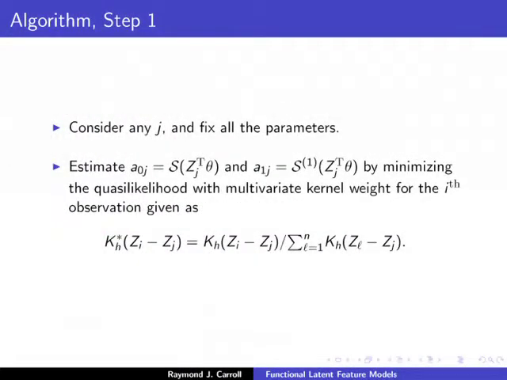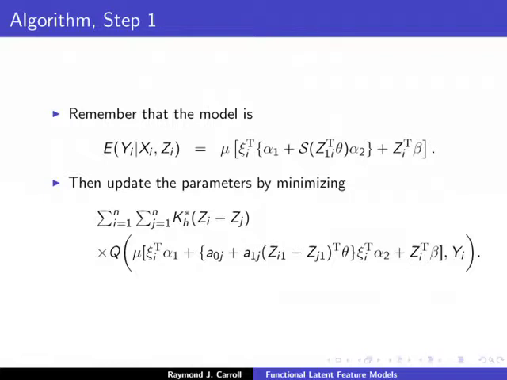And so it works basically like this. For any z, if I want to estimate the function s of z transpose theta, I fix all the parameters and its derivative s superscript 1. Then I'm going to minimize the quasi-likelihood function with multivariate kernel weights, which are the usual multivariate kernel weights. And then, after I've done that, I've got an estimate of theta, and I'm going to update the parameters by just fixing the function estimate and its derivative, and then maximizing this local quasi-likelihood in all the parameters. That's a very simple task to do. So both are fairly simple tasks.